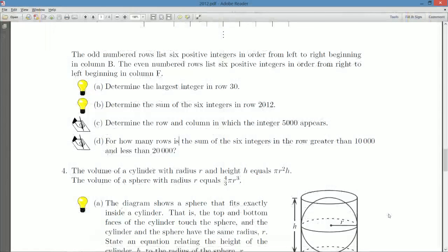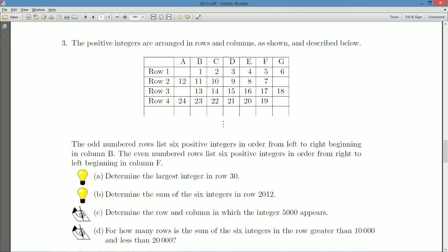Okay, and we just double check. That's all we were asked for. How many rows is the sum of the 6 integers in the row greater than 10,000, less than 20,000? Fantastic. So we got that. It's 277. It's rows 279 through to row 555. All right. So that's a nice little question.